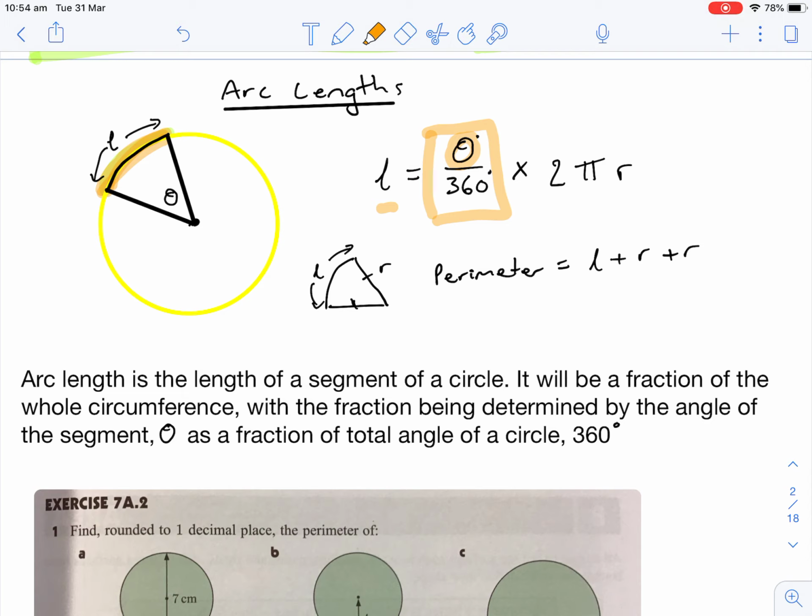Timesing that by the measurement for the whole circumference will give you just that little arc. But as I say, don't forget, if they ask you for the perimeter of the whole shape, then once you've found that little arc, you also need to add on the 2 radius measurements, because we know that we're going to have those there and there. Now I should have put that also on my diagram, that these will be the same and their measurement will be the radius. Make sure you can read my writing.